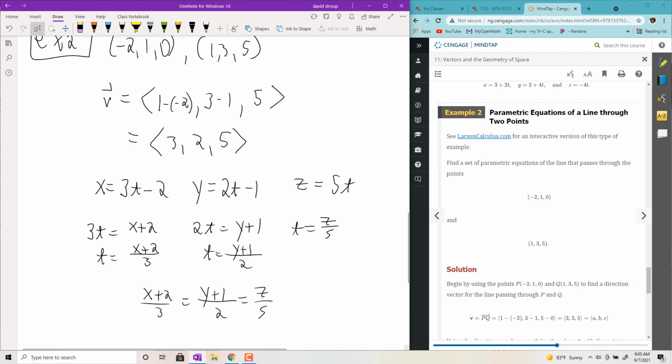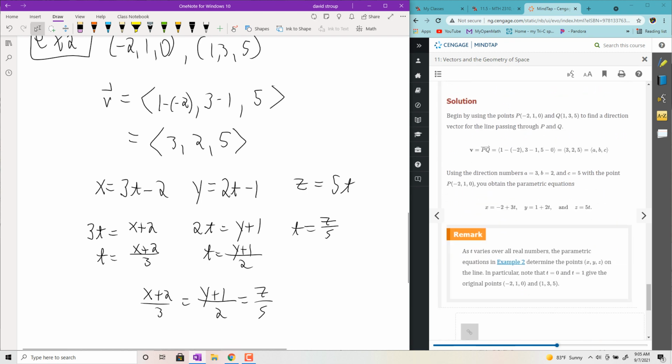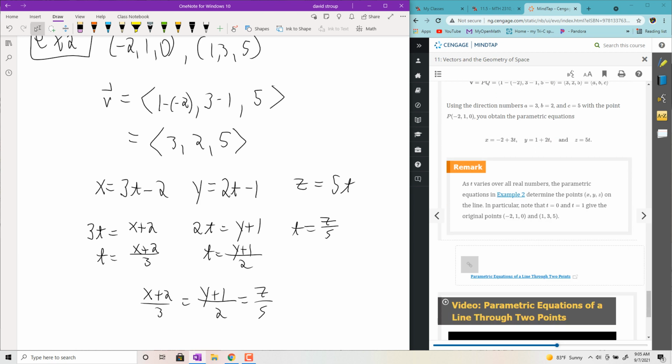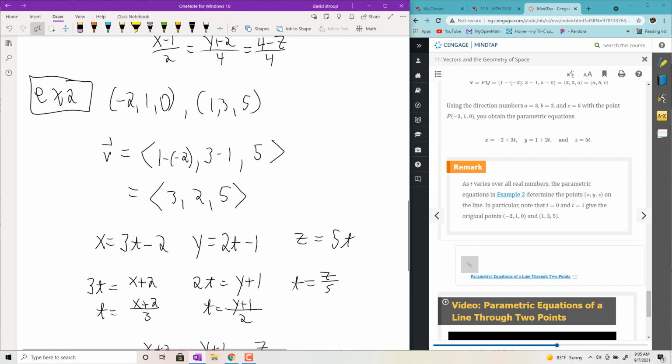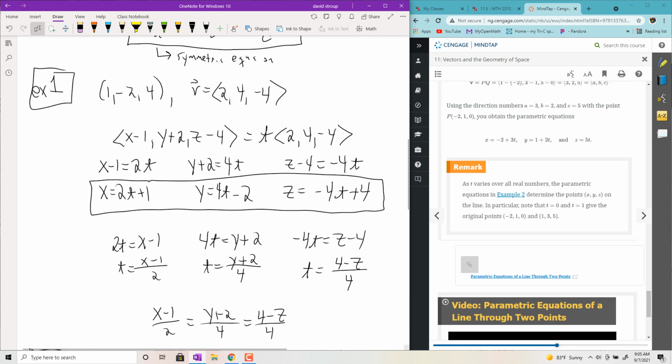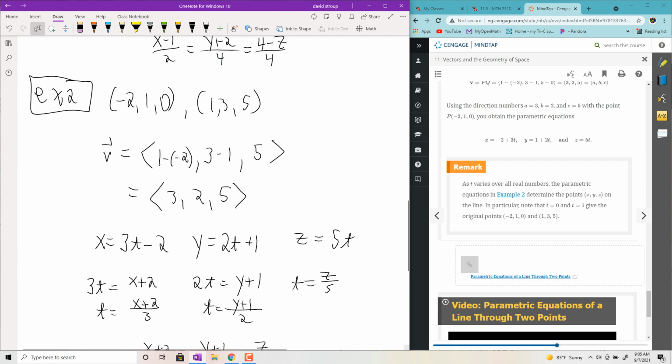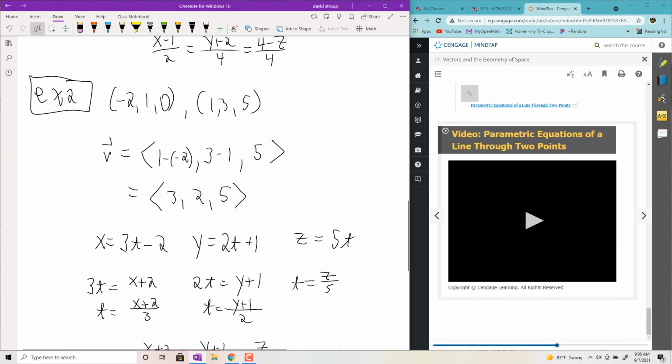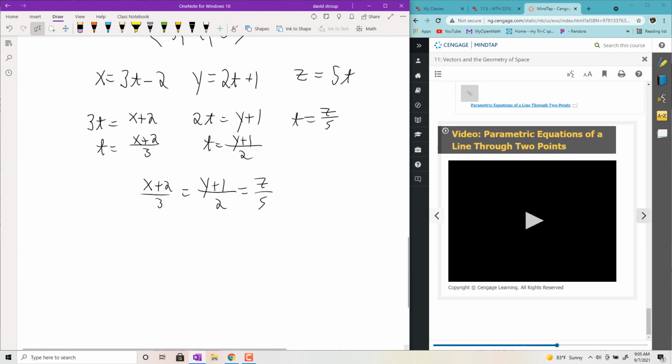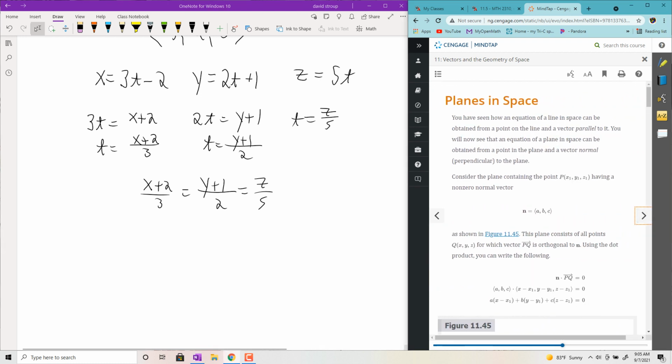Let's make sure that's right. They didn't want the symmetrics. Well, whatever, we got them. Looks like I screwed one of them up. So 2t plus 1 there. So see what happens if I don't go through the process. I end up screwing up a sign, but it happens. Anyways, those are the two basic type problems you'll see for equations of a line.